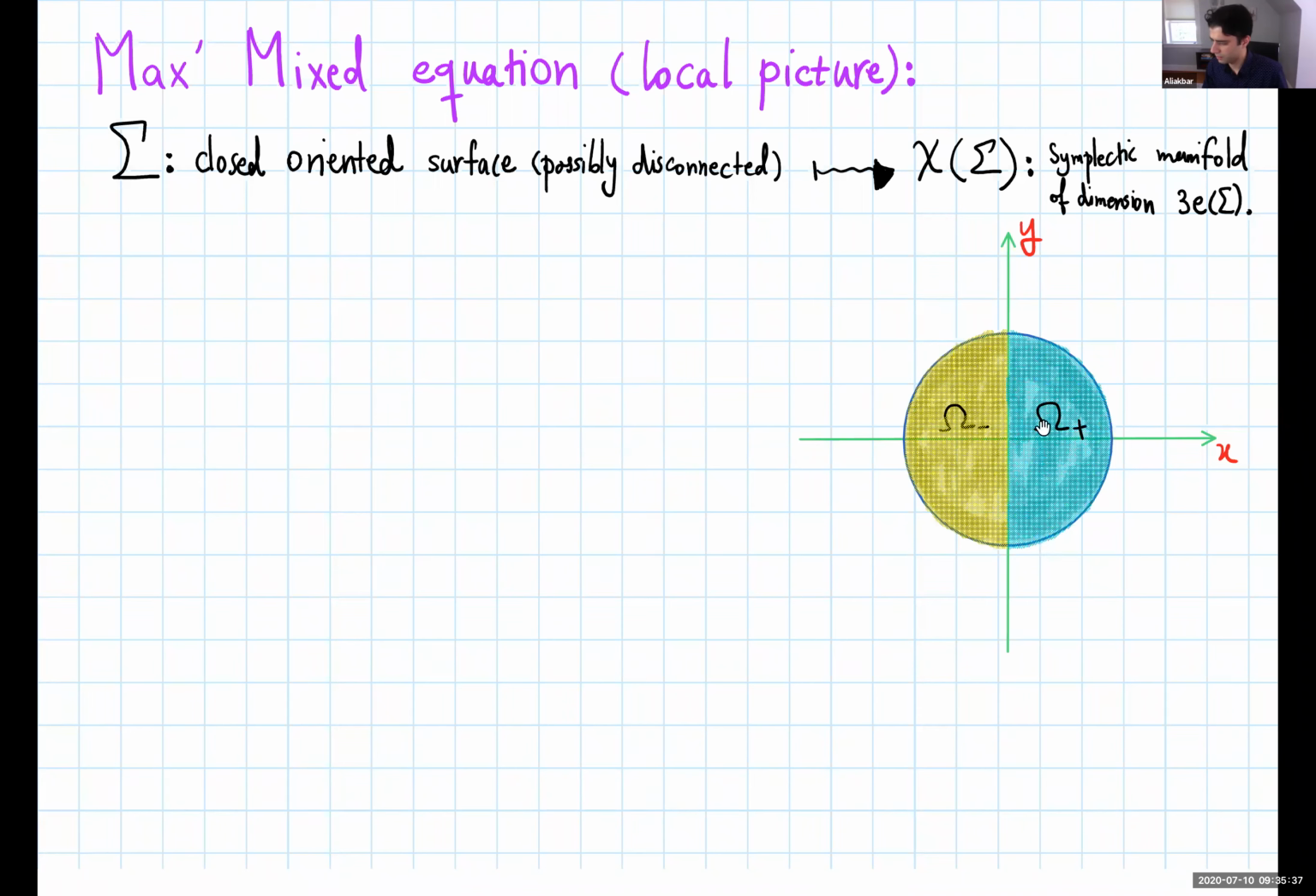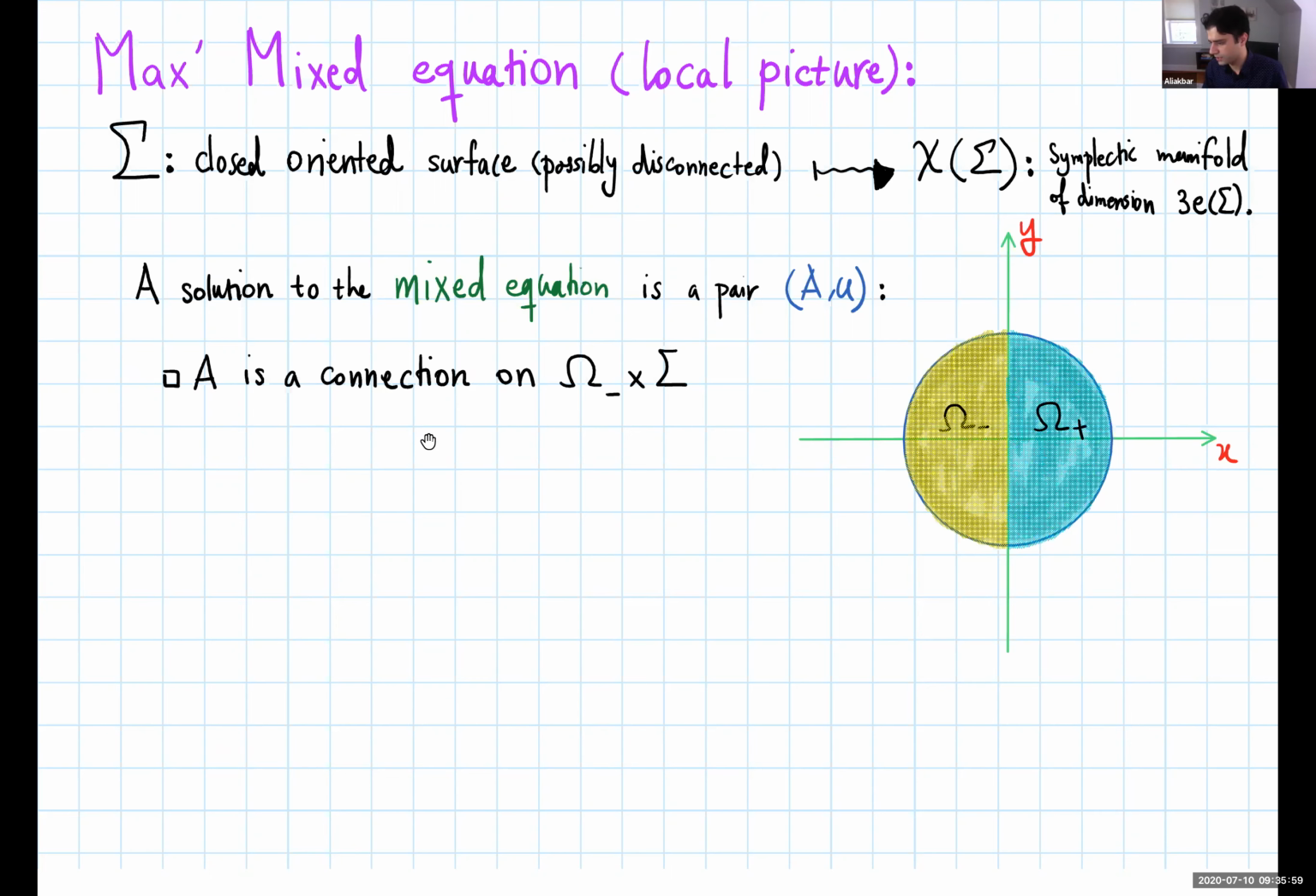I'm going to divide it into two half disks, omega plus and omega minus. And the mixed equation is the equation which is defined on these two regions. So the solution of the mixed equation is going to be a pair of a connection on omega minus times sigma, and a map from omega plus to this symplectic manifold chi of sigma.